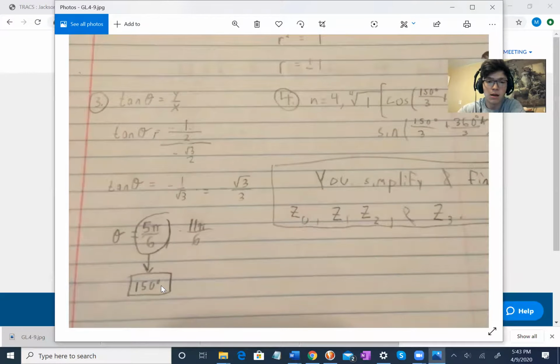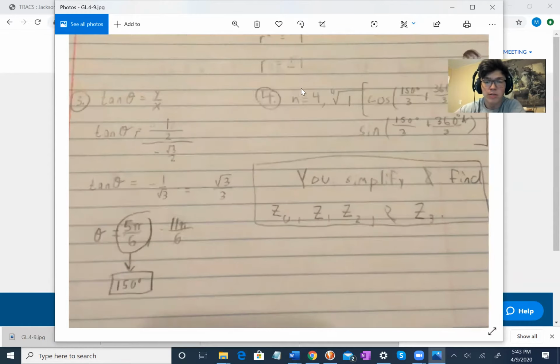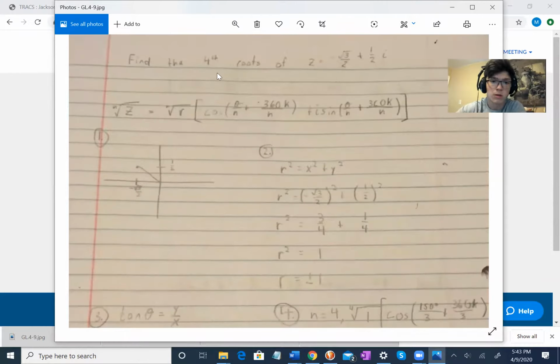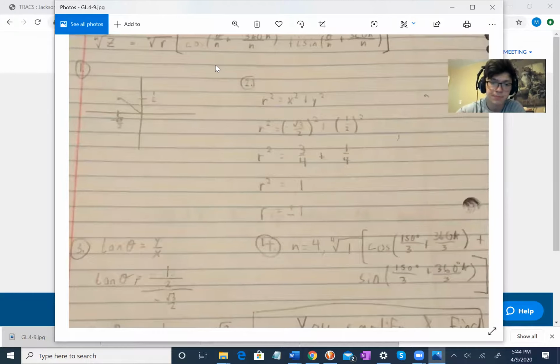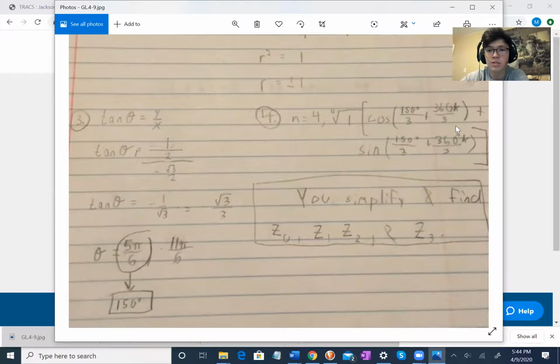Okay, so let's go to part 4. Okay, so n equals 4. Remember, that comes from the fact that we were looking for the 4th root, right? That's how we get n. It comes from which root you're looking for. Okay, so that is n. So now let's go here. If you notice, now we are literally just in a plugging in fest, right?